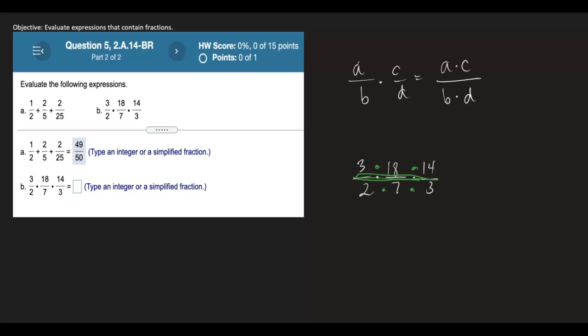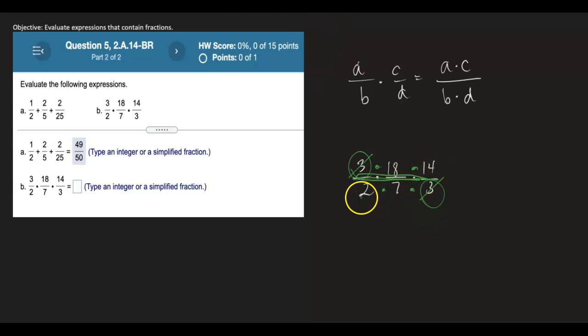For instance, I do see one immediately here that could be reduced, and that's 3 in the numerator and 3 in the denominator, because 3 divided by 3 is 1. So in other words, we can mark those out. Some people say cancel them out. But really the reason why we're marking them out is because 3 divided by 3 is 1. 1 times anything does not change that thing.